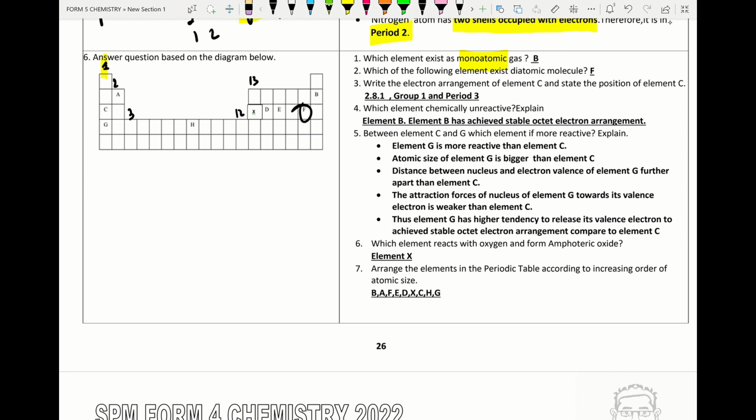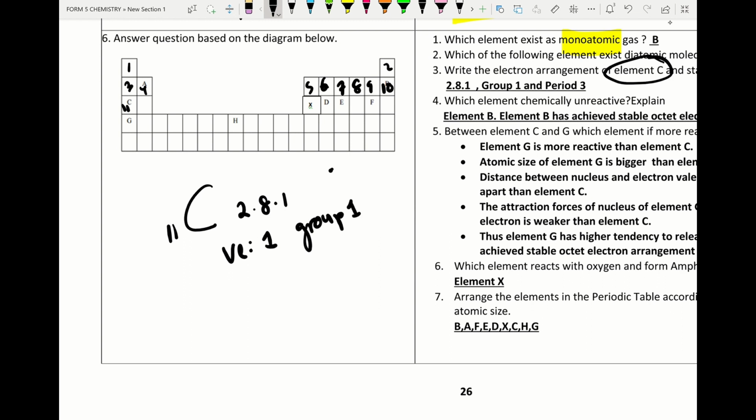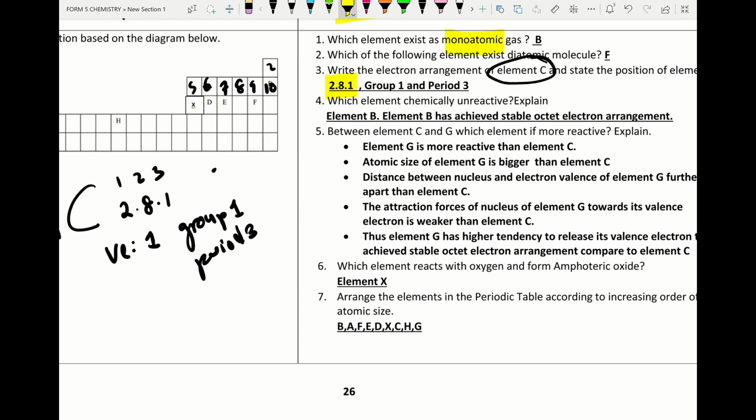Alright, so state the position, so we try to check the position of element C. So element C, 1, 2, 3, 4, 5, 6, 7, 8, 9, 10, and we have 11. So the proton number 11, 2.8.1, it has valence electron of 1, therefore it is from group 1. It has a total of 3 shells, therefore it is from period 3. So the element shows 2.8.1, it is from group 1 and period 3.